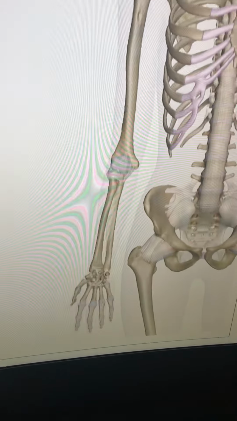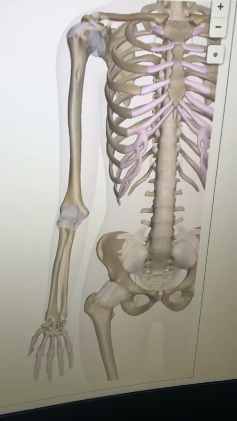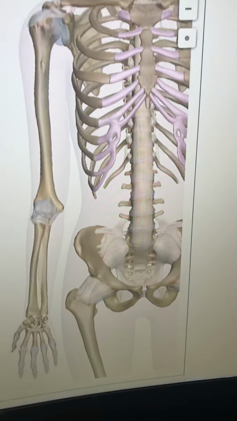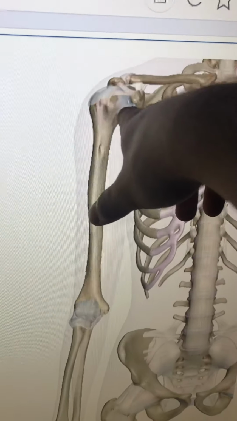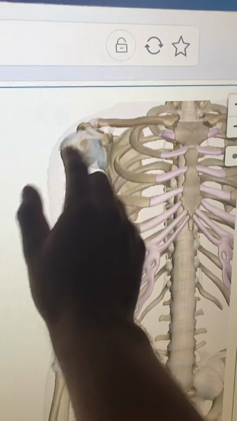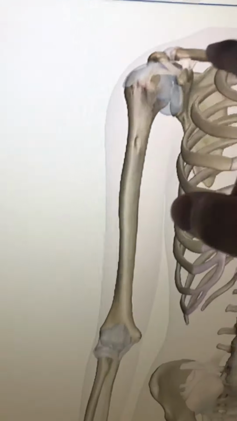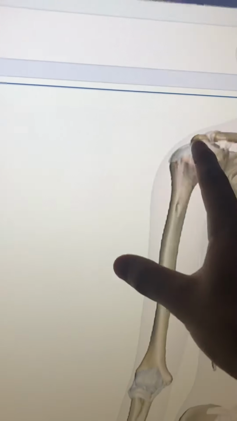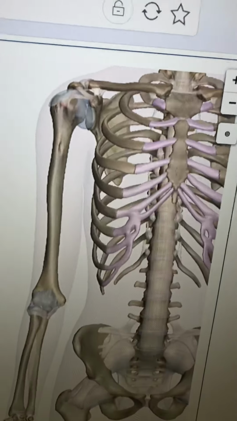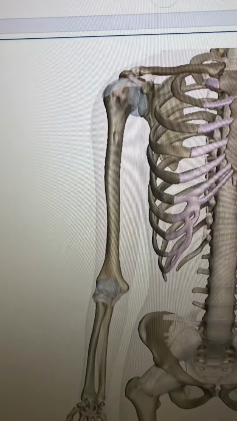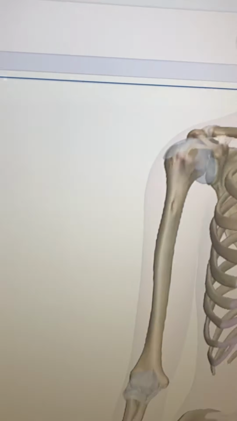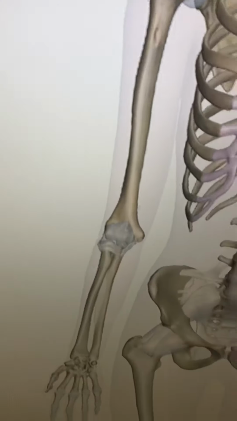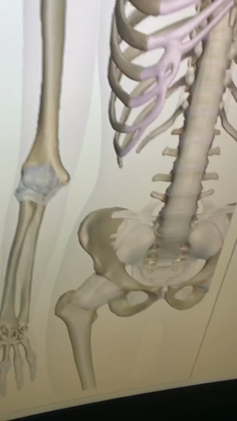So we're going to start off with the bicep. With the bicep, you've got a short head and a long head. The short head originates on the coracoid process right up here. You can see it right there on the shoulder. And then the long head will be a little bit deeper inside of the coracoid process, and really it's the supraglenoid tubercle. Both of them originate at the very top, and it inserts on the radial tuberosity.